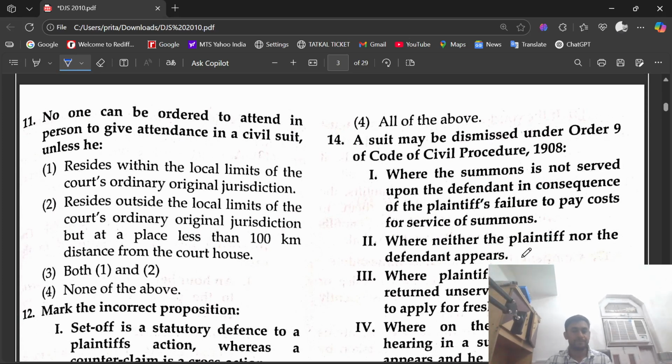Question number 11. No one can be ordered to attend in person. Don't think that I am trying to teach you all. Not at all. Never. We both are learning together. I was learning alone. So I thought if I am solving, you can get the advantage from that, so why not? That's the only sole purpose of this. So we both at least can learn together.